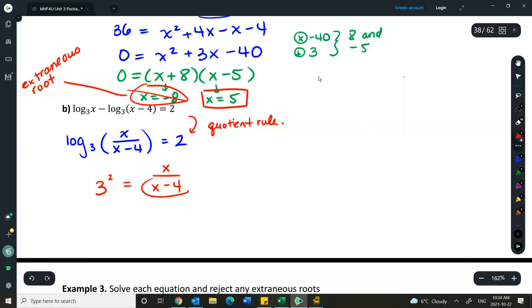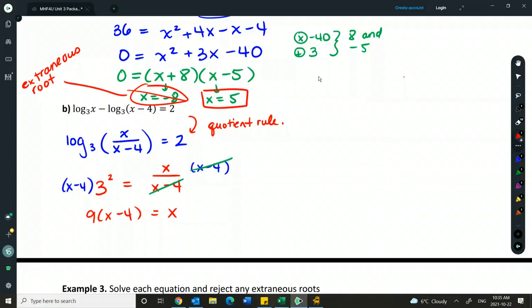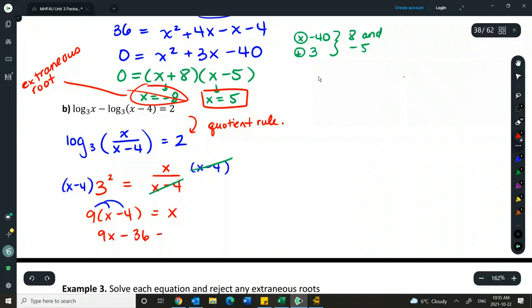I would like to get the x minus 4 out of the denominator because it's kind of hard to solve for x when it's in a denominator. So I think I'm just going to multiply that on both sides here. That way it cancels on the right-hand side. And then we'll have 9 times x minus 4 equals x. And let's just expand and solve for x here. So bring the 9 in. And isolate.